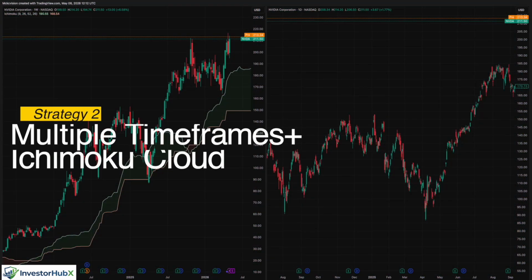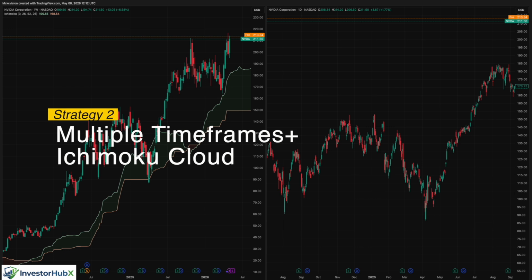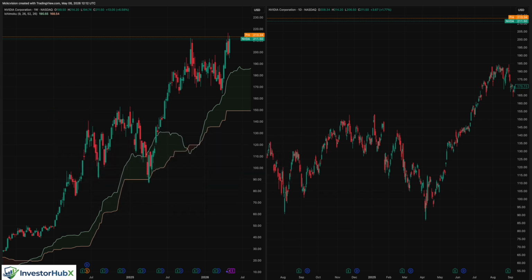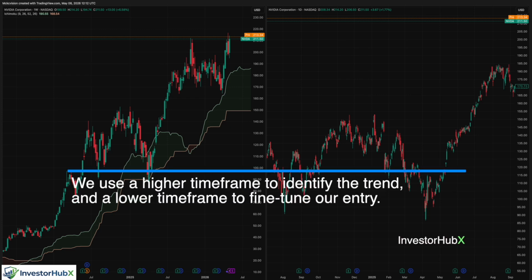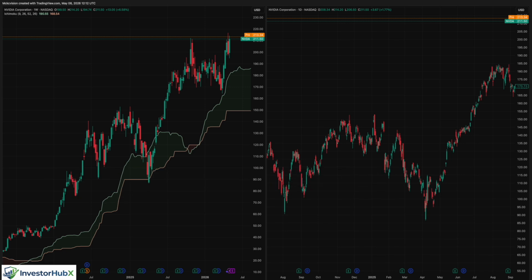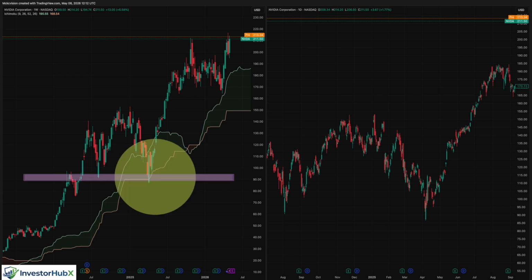The second strategy is to combine the Ichimoku Cloud with multiple time frame analysis. Instead of relying on just one time frame, we use a higher time frame to identify the trend and a lower time frame to fine-tune our entry. Using the same NVDA example, we have the weekly time frame on the left and the daily time frame on the right. This area on the weekly chart is the confluence zone we identified earlier.